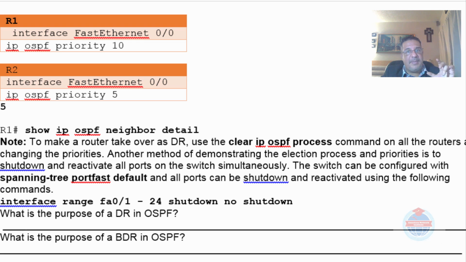DR and Bdr serve as the central point to exchange router information, guys. If for any circumstances the DR goes down, the Bdr promotes itself as DR immediately. Got it? I hope that you understand this process, guys. So let's double check. What else do we have?